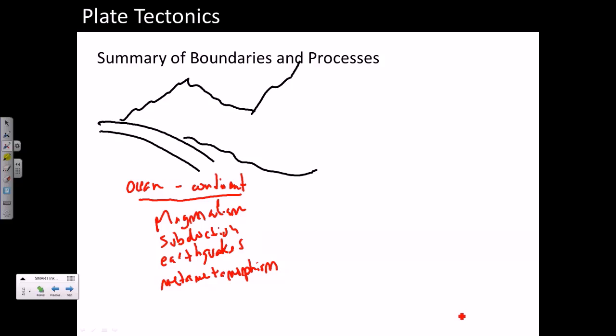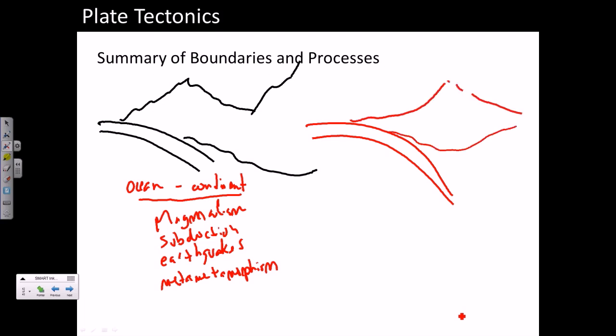If we come over to the right here and we just draw in a different color, we've got our volcanic arc here, which is cutting through not thick crust but thin crust. So here we have ocean crust to ocean crust. Okay, we have many of those same processes: magmatism, subduction, earthquakes, metamorphism, all going on at this location.